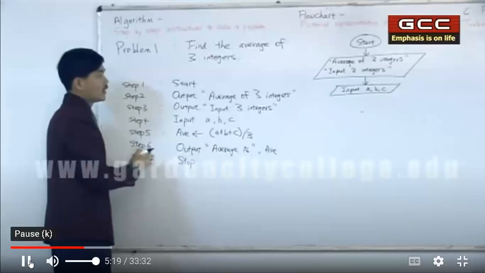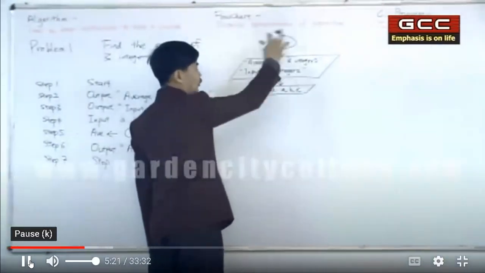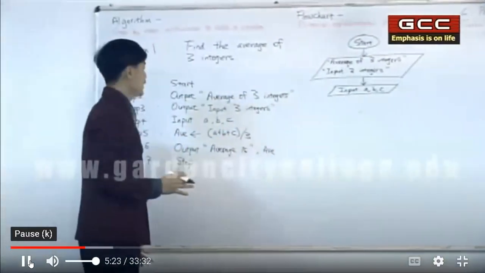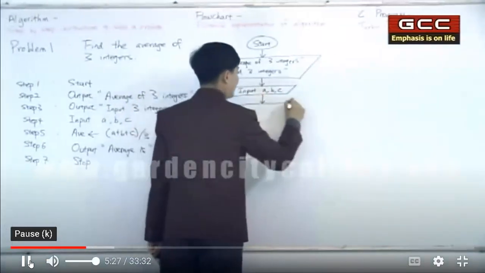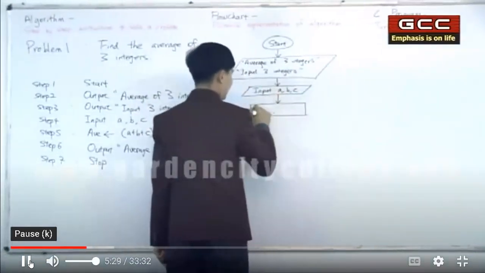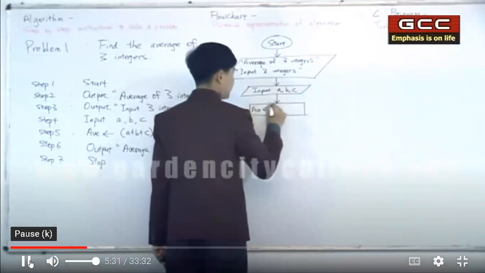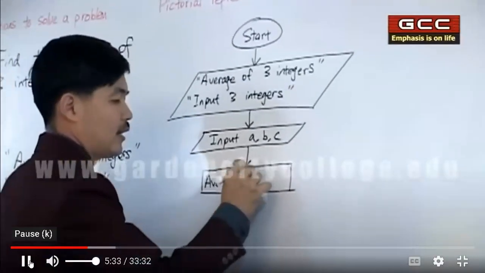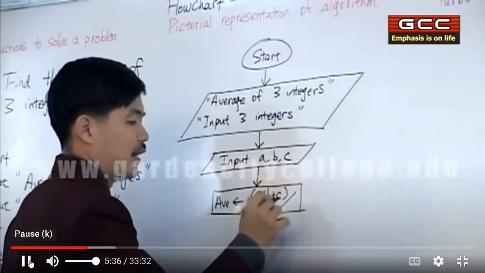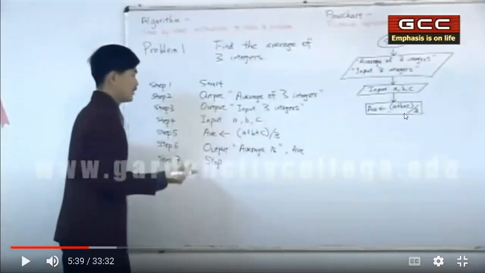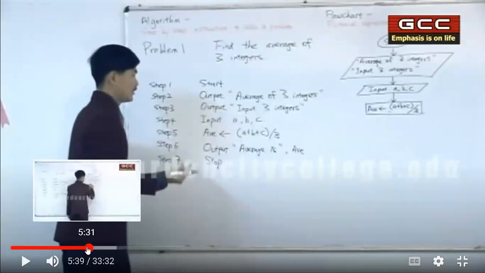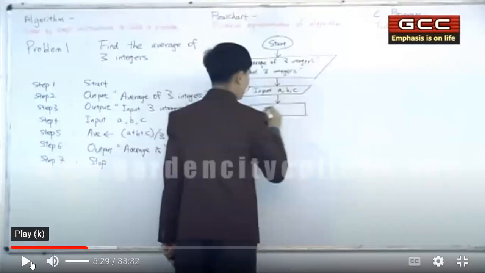All right. After this, we need to do a process whereby we can find the average. So average is actually the sum of A, B, and C, and the whole thing divided by 3. And this is where the computer would now be running the process to process all of that information.